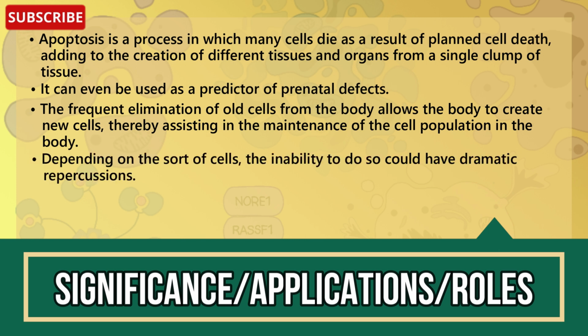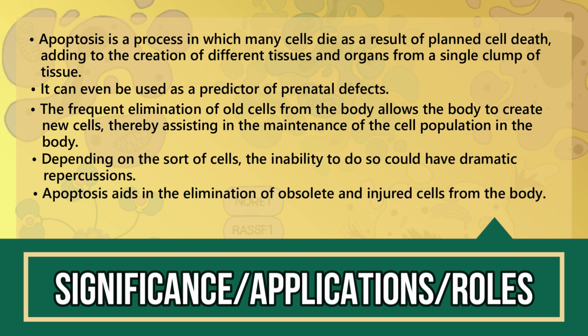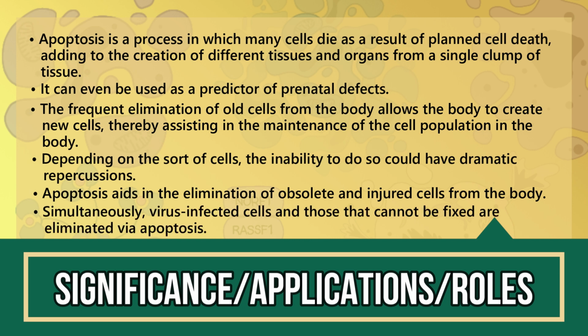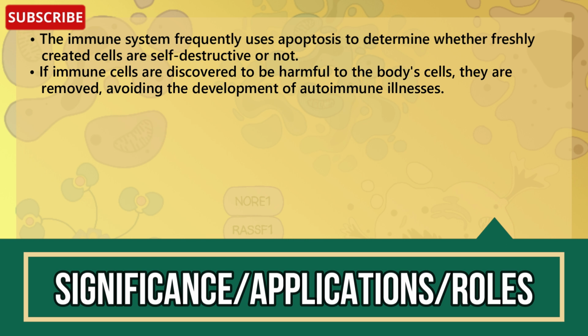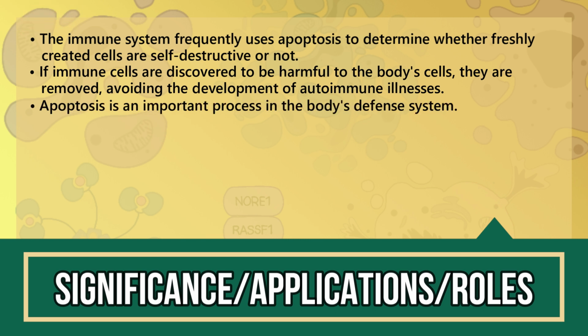Depending on the sort of cells, the inability to do so could have dramatic repercussions. Apoptosis aids in the elimination of obsolete and injured cells from the body. Simultaneously, virus-infected cells and those that cannot be fixed are eliminated with the help of apoptosis. The immune system frequently uses apoptosis to determine whether freshly created cells are self-destructive or not. If immune cells are discovered to be harmful to the body's cells, they are removed, avoiding the development of autoimmune illnesses.